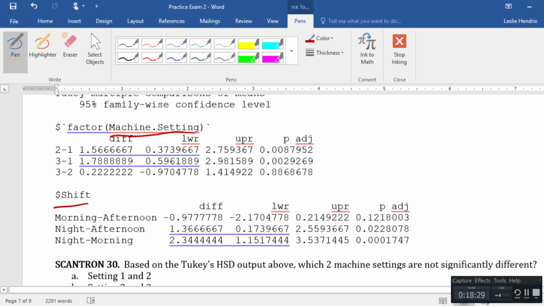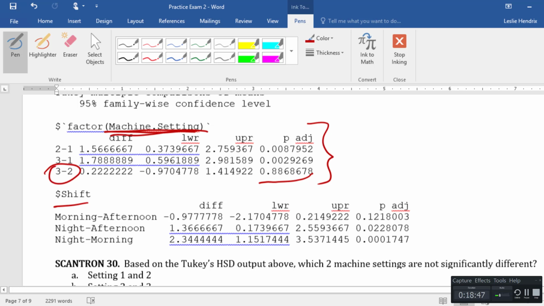All right, so based on the Tukey's output above, which 2 machine settings are not significantly different? So my machine setting comparisons are up here in this set. And so which ones are not significantly different? Well, my only high p-value is this one, 0.887. So that's setting 3 versus setting 2. So 3 and 2 are not significantly different.